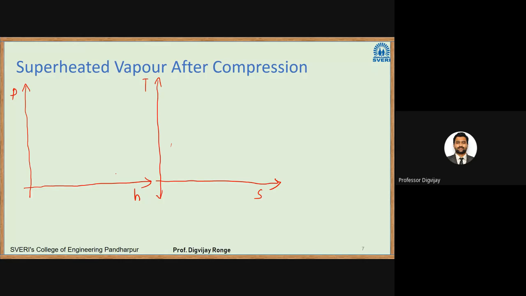So as the name suggests, you might have already imagined it. The condition of refrigerant at the end of compression is a superheated vapor. Like we have studied in the last example, it will be the same here. So let me draw the pH curve. So this will be the saturated liquid curve. This will be the saturated vapor curve. Then I will draw that diagram again.